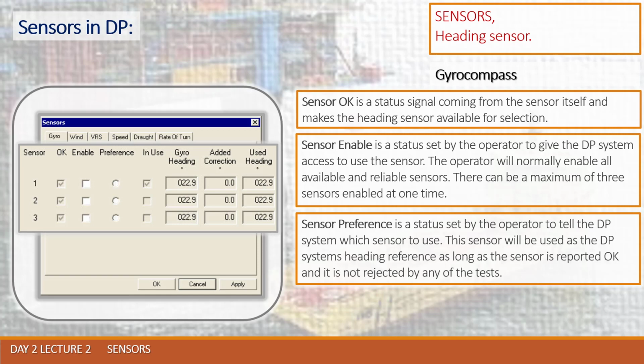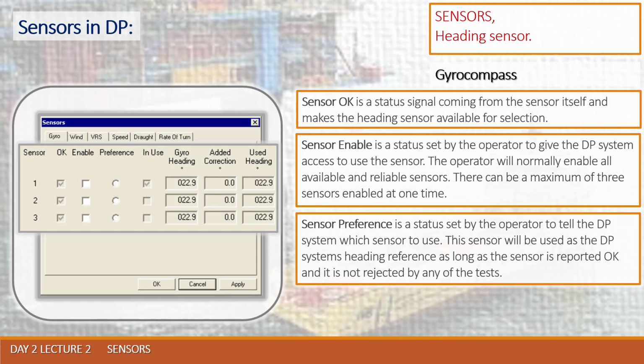From the sensor side, we have the operator preference, and sensor preference is a status set by the operator to tell the DP system which sensor to use. This sensor will be used as the DP system heading reference or any other reference as long as the sensor is reported OK and it is not rejected by any of the tests.